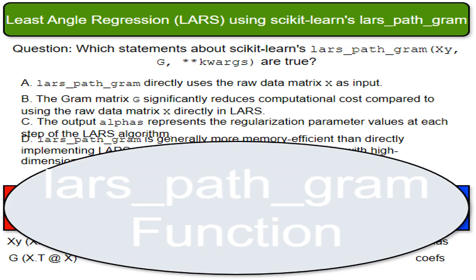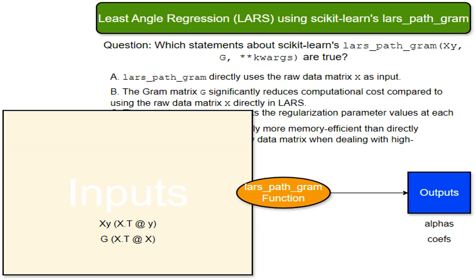It's a scikit-learn function that performs least angle regression, LARS. It's clever because it uses pre-computed information, the gram matrix and XY, instead of working directly with all the original data. This makes it faster and uses less memory. Think of it like this: instead of going through each ingredient individually to make a cake, you've pre-mixed some key components.